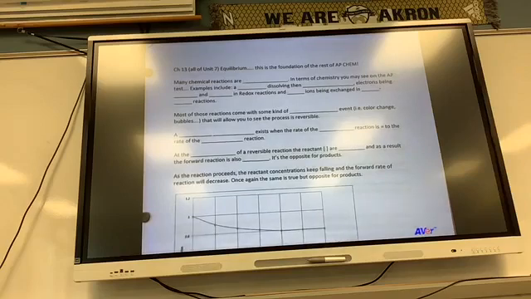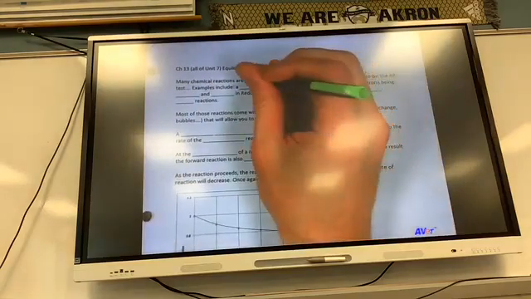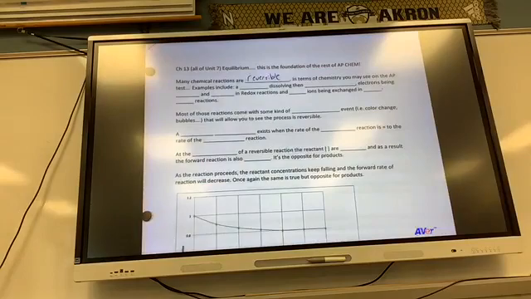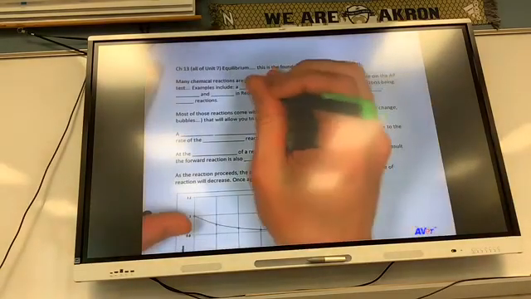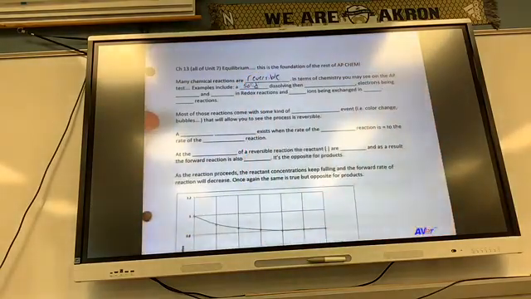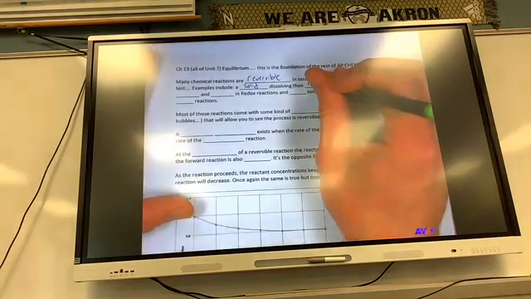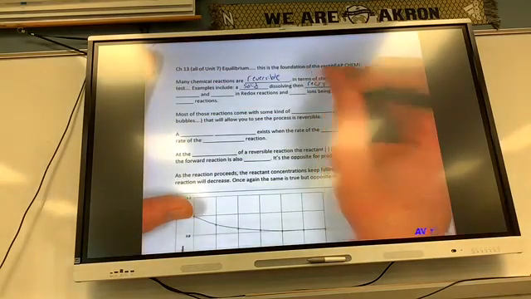So, here we go. Many chemical reactions are reversible. And in terms of chemistry, you may see on the AP test examples that could include a solid dissolving. How can you get a solid back? It would have to recrystallize.